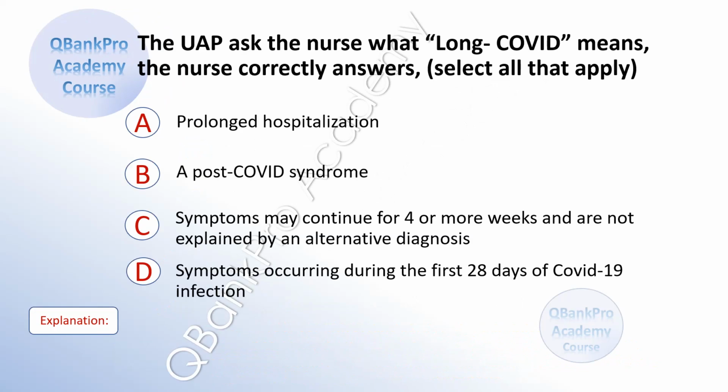The UAP asks the nurse what long COVID means. The nurse correctly answers, select all that apply. Prolonged hospitalization, a post-COVID syndrome. Symptoms may continue for 4 or more weeks and are not explained by an alternative diagnosis. Symptoms occurring during the first 28 days of COVID-19 infection.